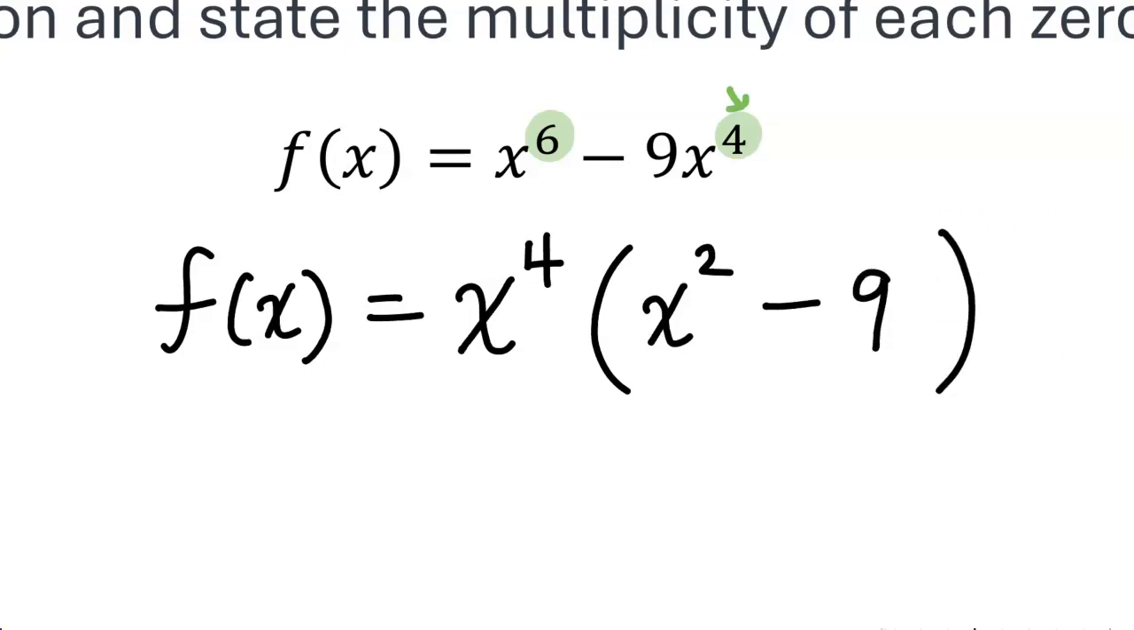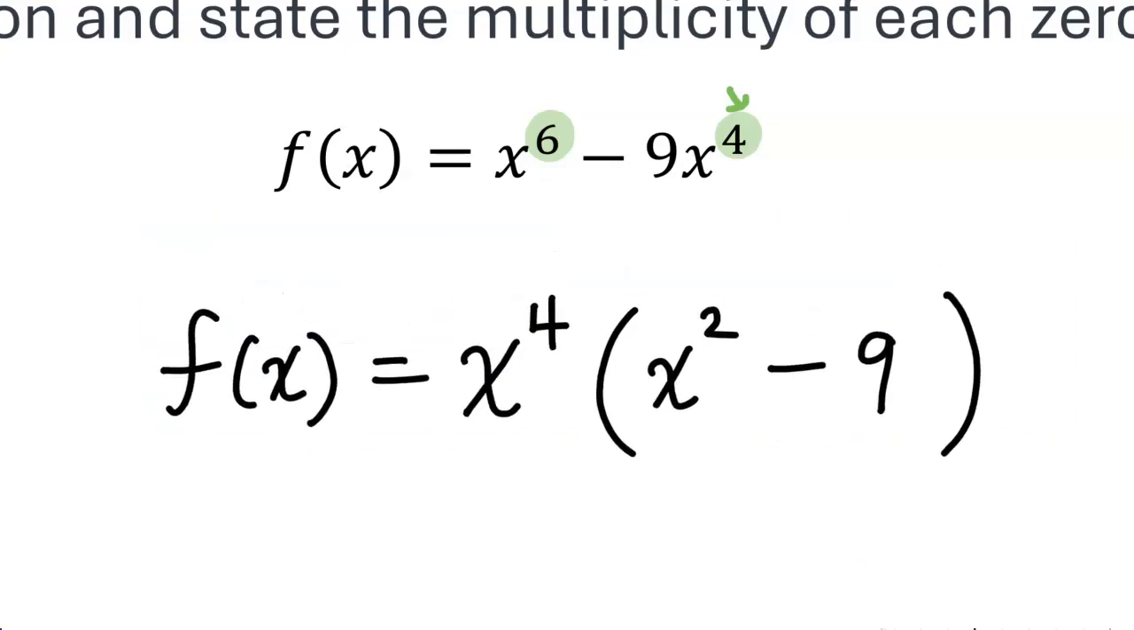When you factor it, you can always distribute it and see if it adds back up to the original expression. So if I do x to the 4th times x squared, that will give us x to the 6th power. And x to the 4th times minus 9 will give us 9x to the 4th. So the first thing was to factor out the GCF of x to the 4th.